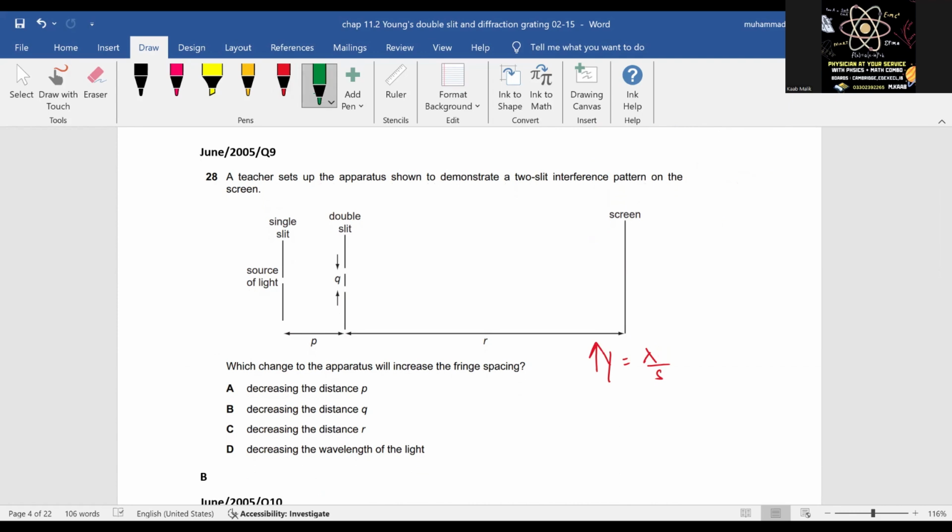Basically they are saying this as D and not R, and this as Q and not S. Either you can increase R, which will increase Y, or you can decrease Q, which will also increase Y, or you can increase lambda, which will also increase Y. These are the three possibilities. Increasing P is not related to the fringe spacing. Decreasing the distance q will increase the separation between the two fringes. Decreasing the distance r, no, you have to increase it. So b is the only possible option.